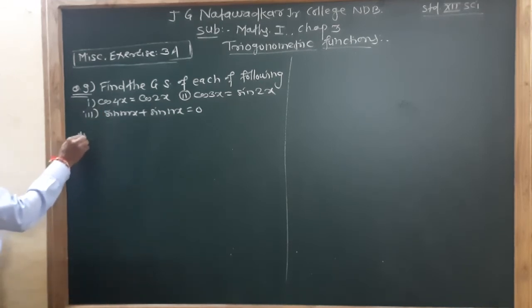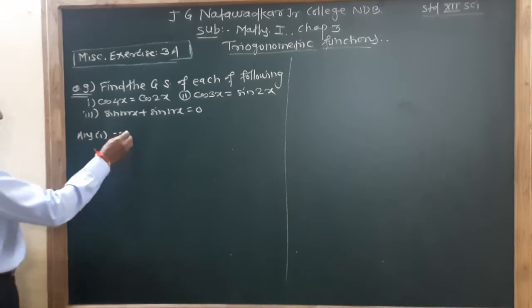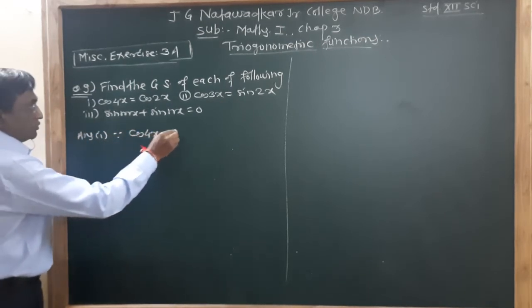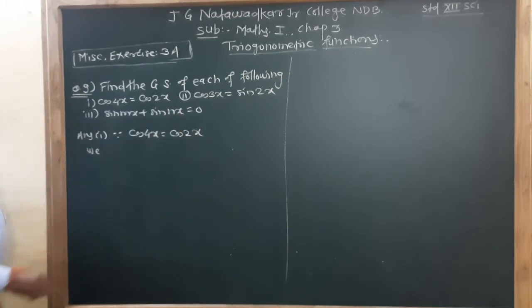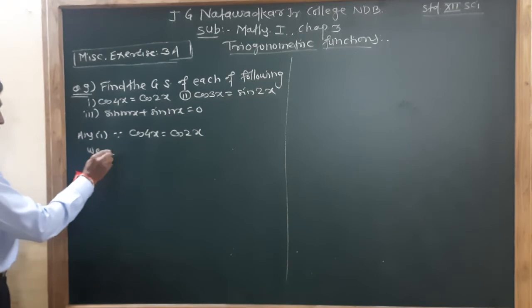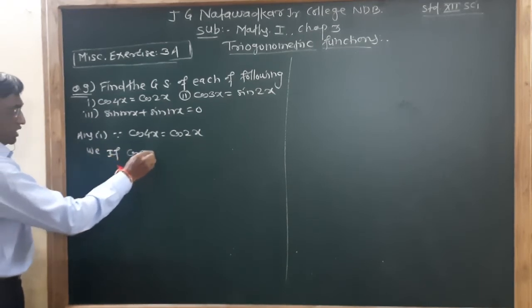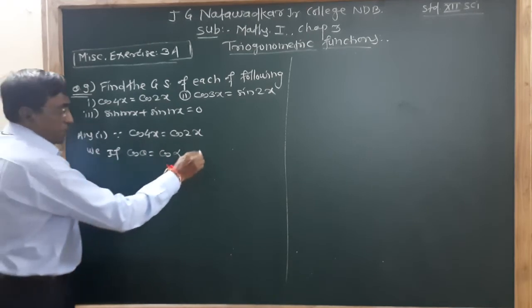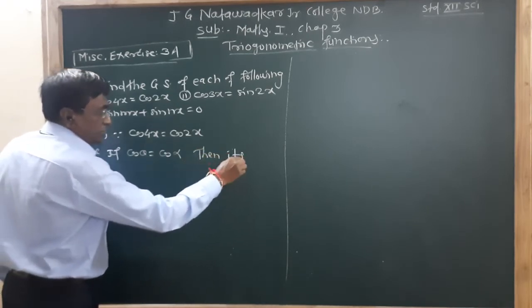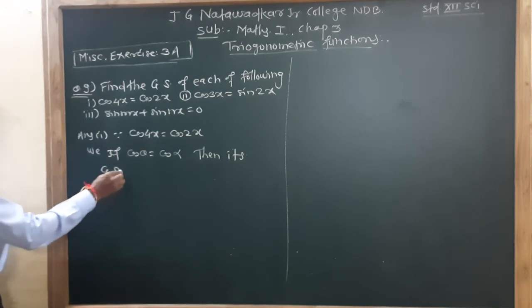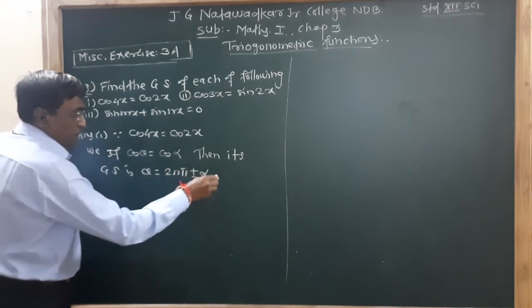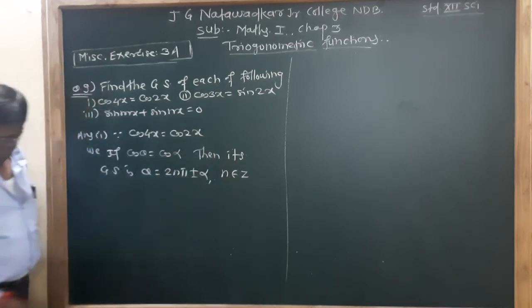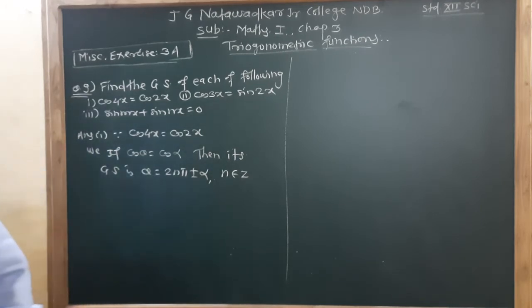The answer to the first is: since the given equation is cos 4x is equal to cos 2x, it is just like cos theta is equal to cos alpha. Therefore, if cos theta is equal to cos alpha, then its general solution is theta is equal to twice n pi plus or minus alpha, where n belongs to Z. This is the general solution for these types of equations.